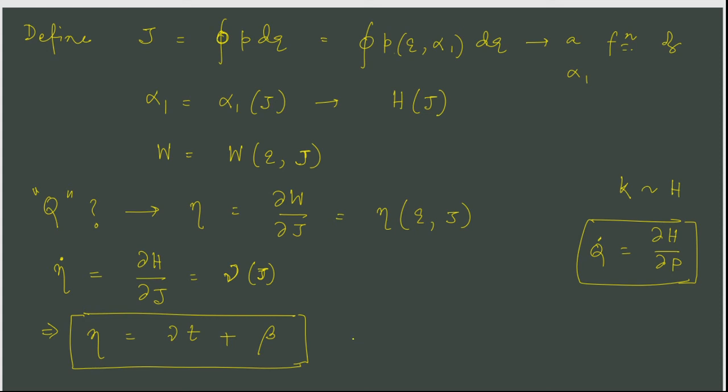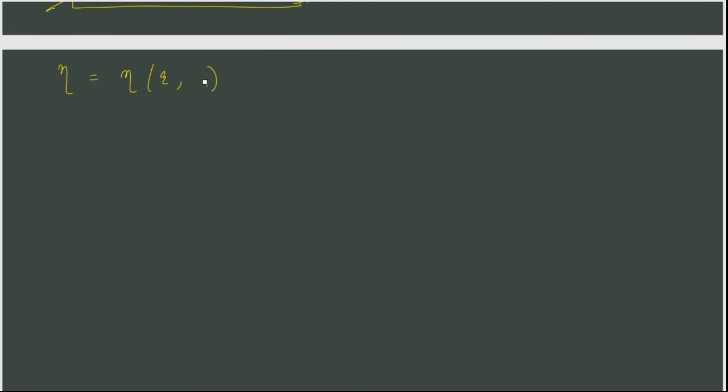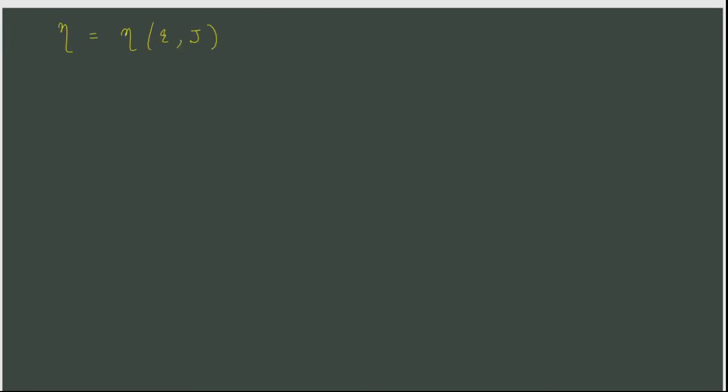So far it looks like just a bit of mathematics, some new variable, but the real advantage, we will appreciate the moment we look at the physical interpretation of it. So, eta is a function of q and alpha 1, but alpha 1 is a function of J. We already discussed that eta is a function of q and J. As such, we ask the question, how does eta change when the system moves through one period, which means we would like to integrate this over a full period.